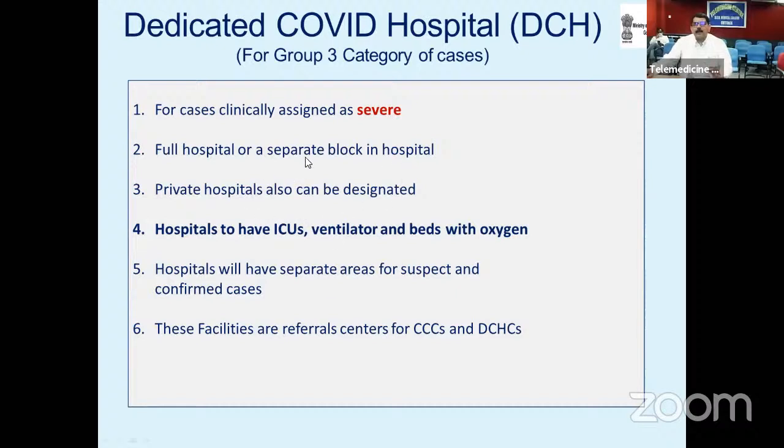Full hospital or a separate block in the hospital, private hospital also can be designated, and hospitals have ICUs, ventilators, and beds with oxygen. And hospitals which have separate areas for suspect and confirmed cases and facilities are referral centers for CCCs and DCSCs. They are roped to these centers.